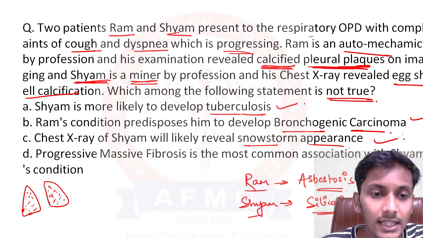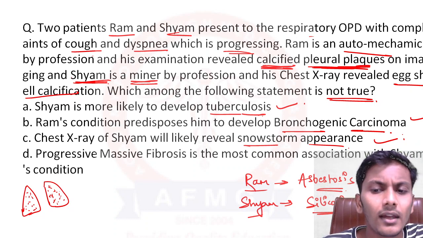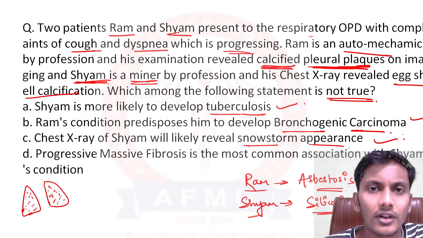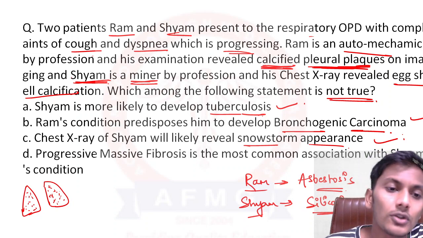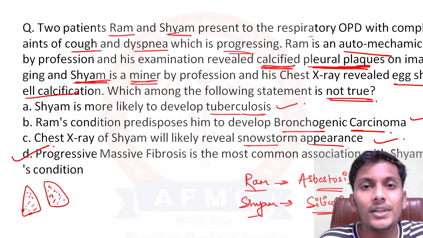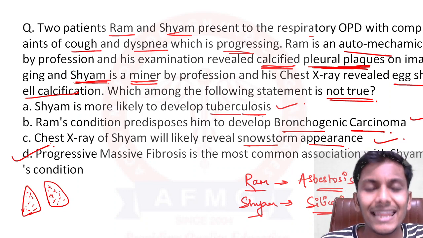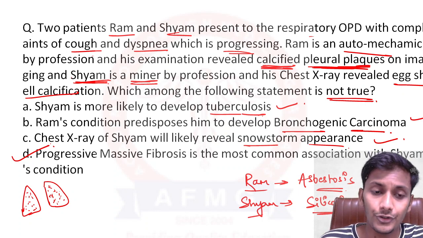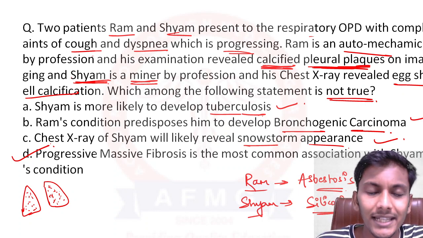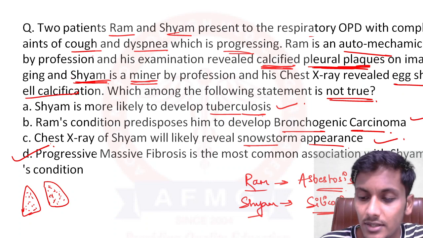Now let's see option D. Progressive massive fibrosis is the most common association with Shyam's condition. Is it so? Is silicosis predisposing to progressive massive fibrosis? No. Please remember, progressive massive fibrosis, PMF, is more commonly associated with which type of pneumoconiosis? It is more commonly associated with anthracosis, coal workers' pneumoconiosis, not with silicosis. So option D, that progressive massive fibrosis is the most common association with Shyam's condition, is the false statement.